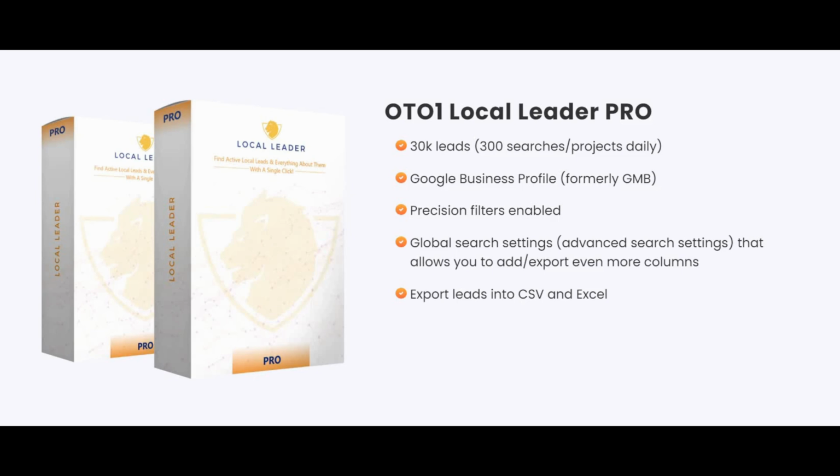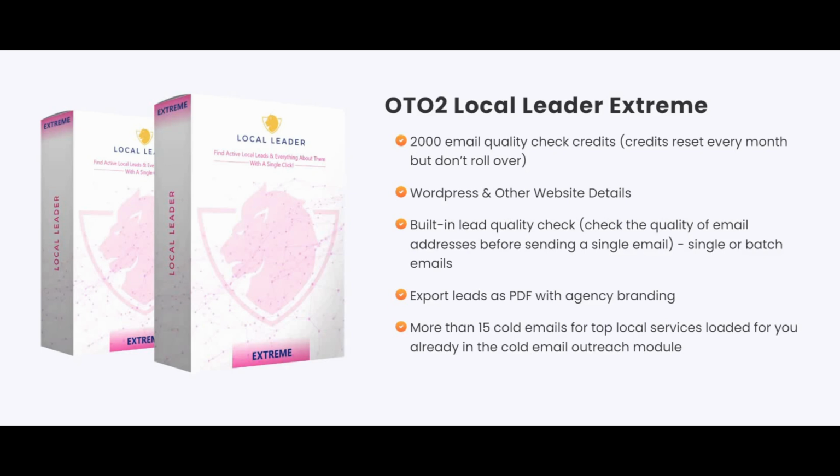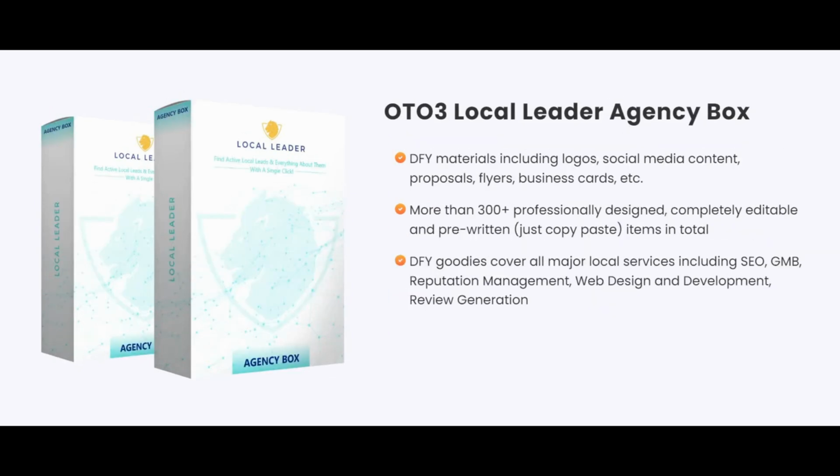The first upsell is the Pro Unlimited at $197 one time, and you will get up to 30K leads, precision filters enabled, global search settings that allows you to add and export even more columns and also export leads into CSV and Excel. The second upsell is the Extreme Edition at $37 per month, and you will get up to 2,000 email quality check credits, but take note that credits reset every month but don't roll over. You also get a built-in lead quality check to check the quality of email addresses before sending a single email or back.